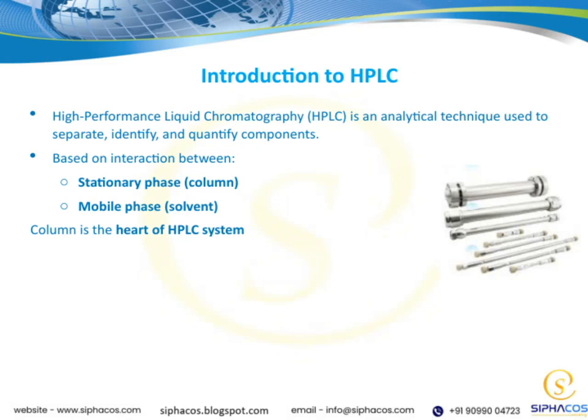Welcome to our discussion on HPLC, or high-performance liquid chromatography. This is a powerful analytical technique that we use to separate, identify, and quantify different components within a mixture. Essentially, it helps us analyze complex samples with great precision. The core of HPLC relies on the interaction between two phases: the stationary phase, which is contained within the column, and the mobile phase, which is the solvent that flows through the system. Think of it as a dance between these two phases, where different components in your sample will interact differently, allowing us to separate them effectively.